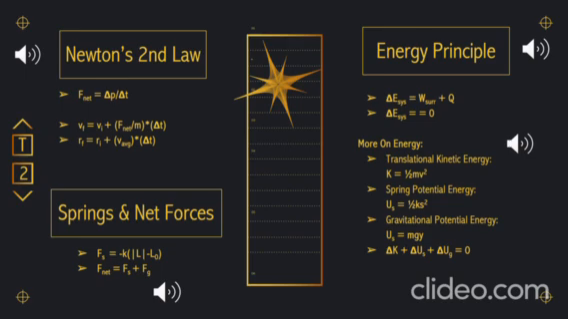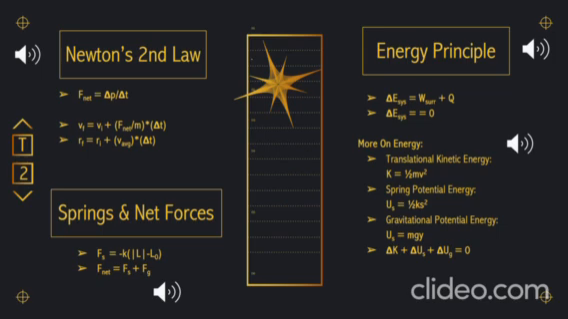We also viewed the energy principle, which claims that the change in energy of the system is equal to the work done by the surroundings plus the thermal energy, and this was equal to ultimately 0. Since we're viewing all energy present, we also viewed translational kinetic energy, spring potential energy, and gravitational potential energy as well, and we were able to sum these equal to 0.